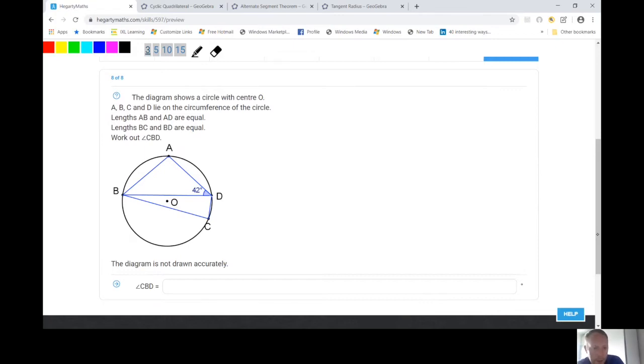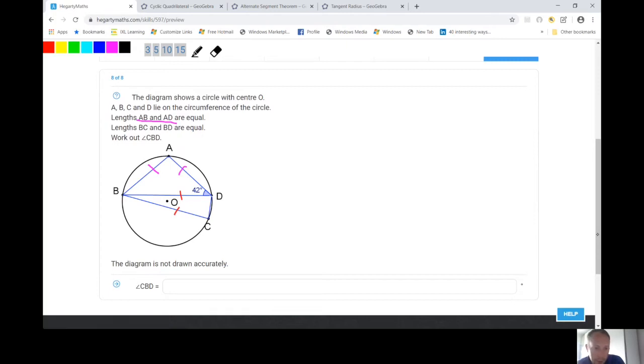So this one says circle, ABCD on the circumference. So this time it's got AB and AD are equal. AB and AD are equal. So remember, put this line on. That means they're equal in length. BC and BD are equal. BC, BD are equal. So these 2 are equal in length. And then you've also got an angle that's 42 in there.